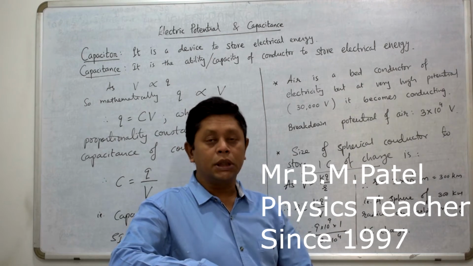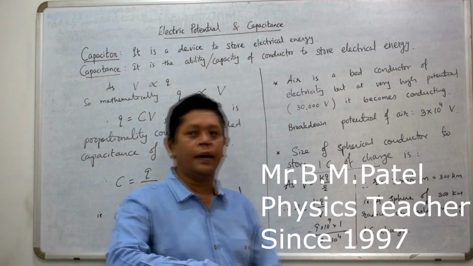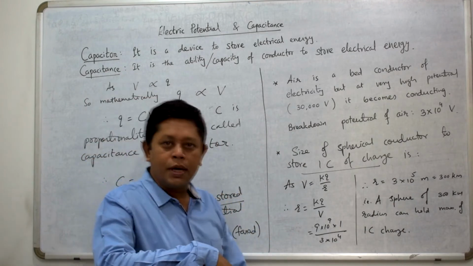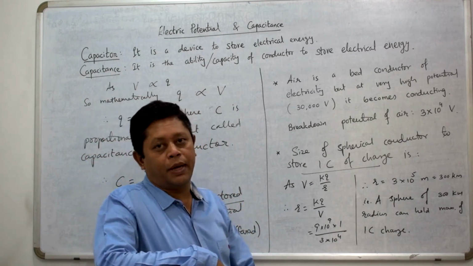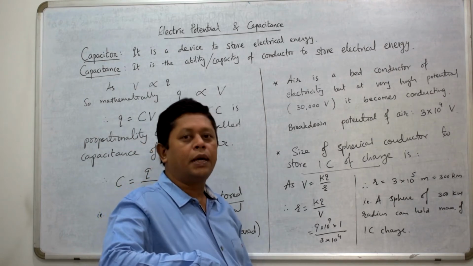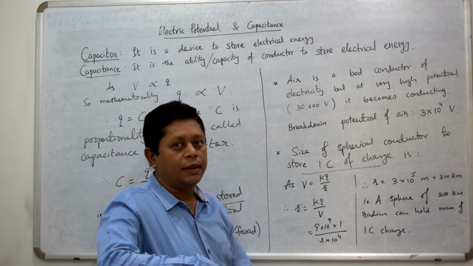A capacitor or conductor is a device, we can say, which can store electrical energy. If we give electric charge to a conductor, then its electric potential also increases. And we can say that the conductor stores energy, that is called electrical energy.